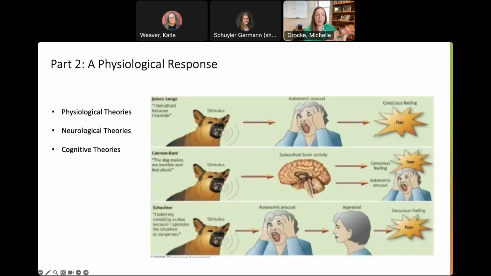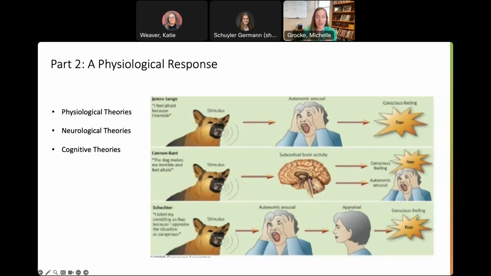So moving from that subjective piece, the next thing is a physiological response. And so there are a lot of theories of emotion, and they can really be grouped into three main categories. So the physiological theories, most of these talk about responses within the body are responsible for emotions. Then there's the neurological theories. These really are all centered on activity within the brain that leads to emotional responses. And then we have our cognitive theories that argue that thoughts and other mental activities play an essential role in forming emotions.